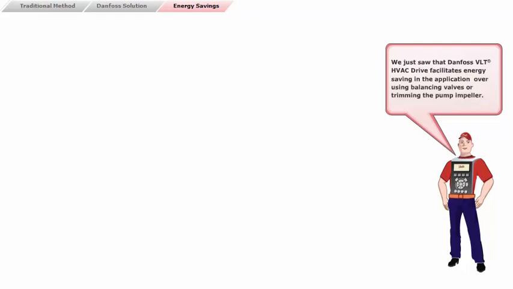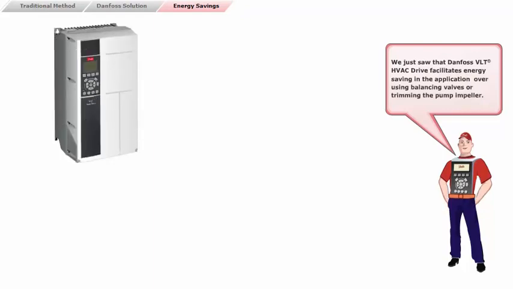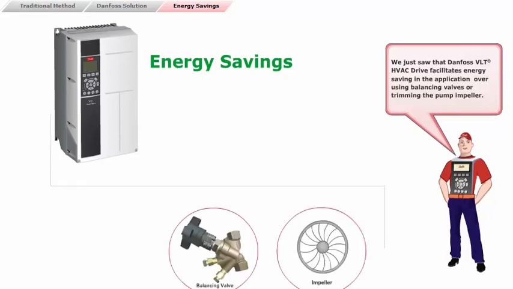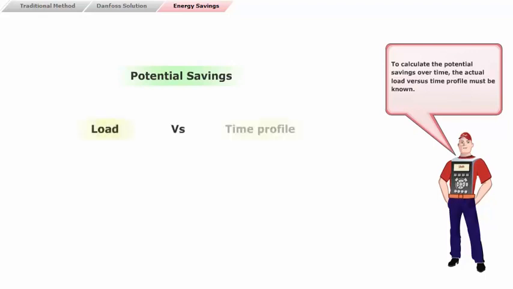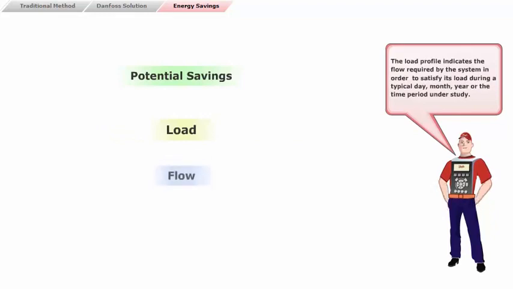We just saw that the Danfoss VLT HVAC drive facilitates energy saving in the application, overusing balancing valves or trimming the pump impeller. To calculate the potential savings over time, the actual load versus time profile must be known. The load profile indicates the flow required by the system in order to satisfy its load during a typical day, month, year, or the time period under study.